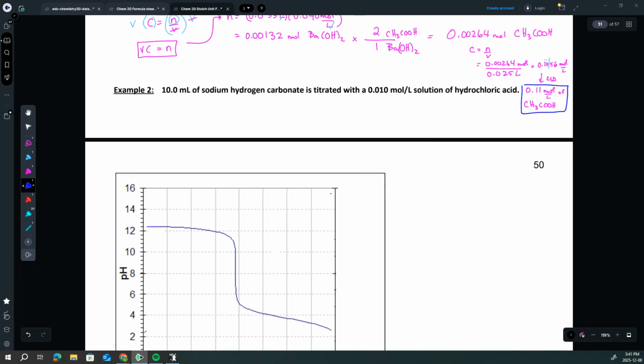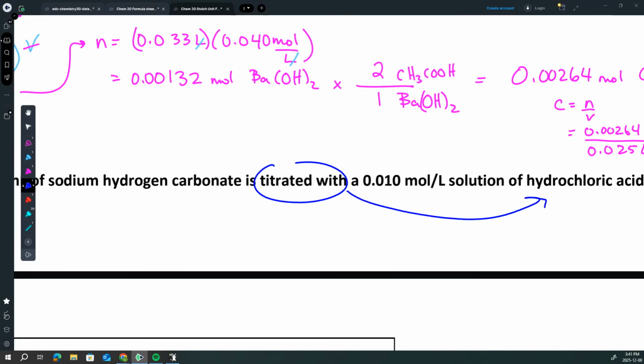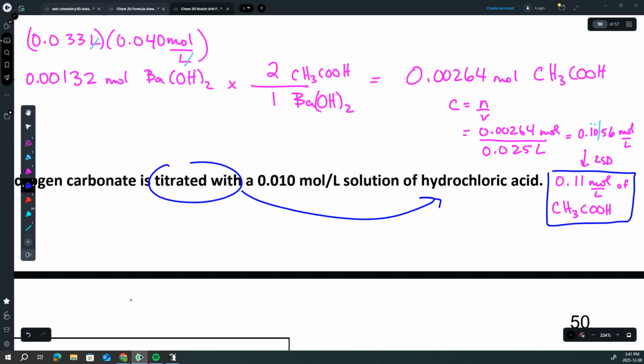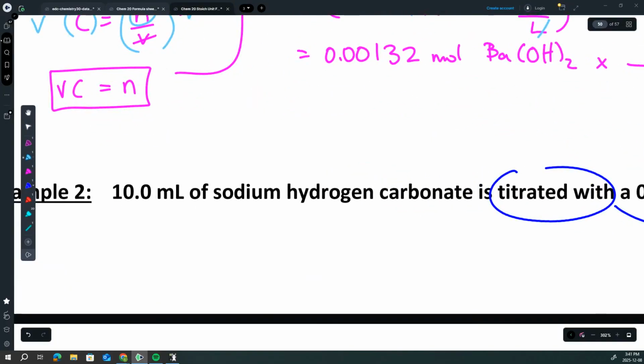So it tells us we've got 10 milliliters of sodium hydrogen carbonate is titrated with a 0.01 mole per liter solution of hydrochloric acid. So again, quick reminder here, titrated with. That's important wording so that you know whatever substance comes afterwards is going to be your titrant. So maybe I'll actually write that closer there. This is our titrant. Okay, so that must mean the sodium hydrogen carbonate is going to be our sample.